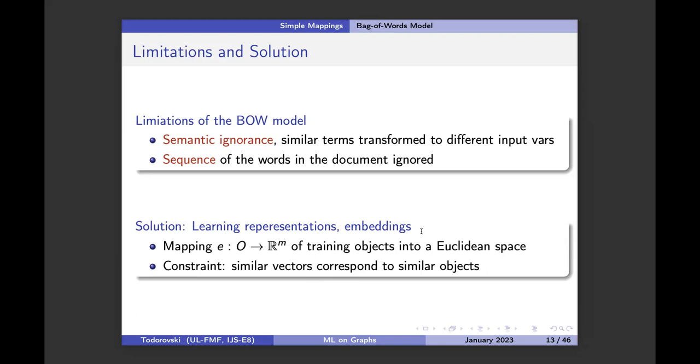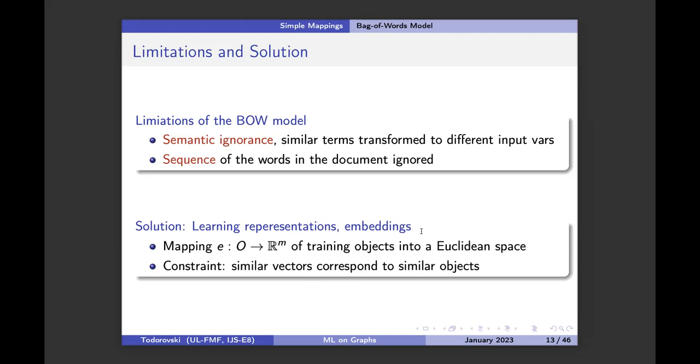And of course, the constraint here, now, establishing a mapping between training objects and the Euclidean space is not such a problem, because I already showed you two tricks to do that. And of course, if you provide an opportunity for machine learning to learn this so-called embedding, then you should put some constraint on what you would like to achieve, because otherwise any mapping would do, right? And what's there to learn? And of course, the constraint is that similar vectors correspond to similar training objects, okay? A very general constraint. Now, of course, all of you would ask, what is similar?